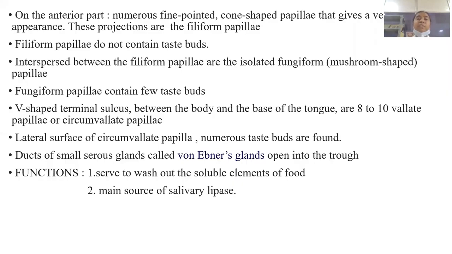Interspersed between the filiform papillae are the isolated fungiform, that is mushroom-shaped, papillae. Fungiform papillae contain few taste buds. At the V-shaped terminal sulcus between the body and the base of the tongue are 8 to 10 vallate, or circumvallate, papillae. The lateral surface of circumvallate papillae consists of numerous taste buds. Ducts of small serous glands called von Ebner's glands open into the trough of the tongue. Functions: it serves to wash out the soluble elements of food and is the main source of salivary lipase.